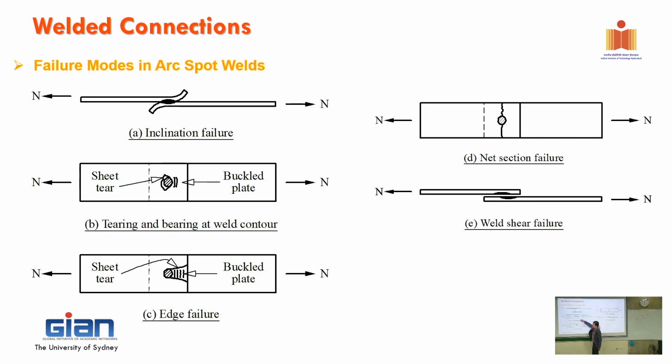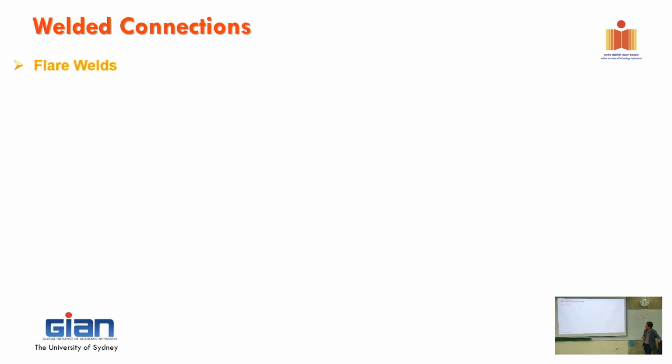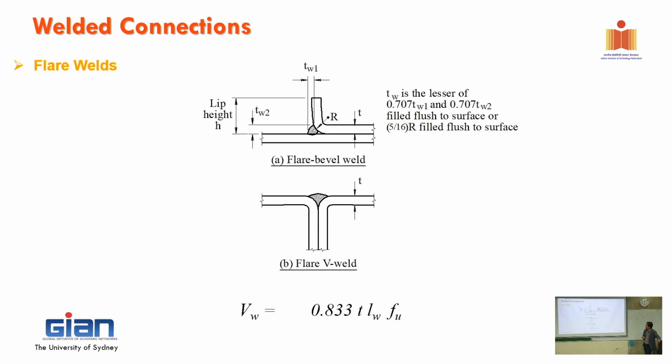So it is a slightly different failure mode where you look at the behavior of the connection in cold form steel. So flare weld is just the way that you do it to connect, and then there's an equation for that as well in that case.